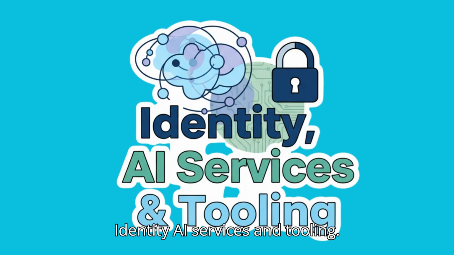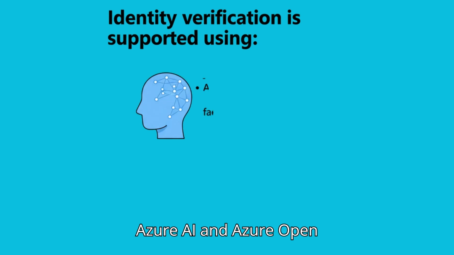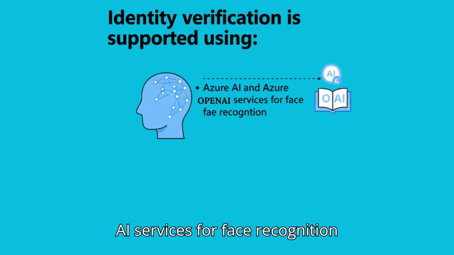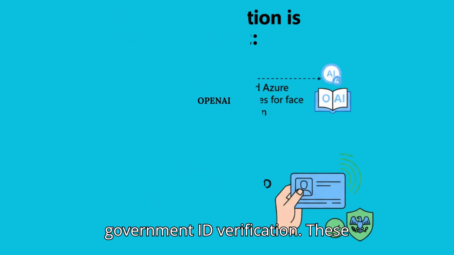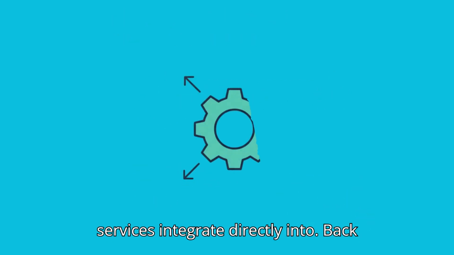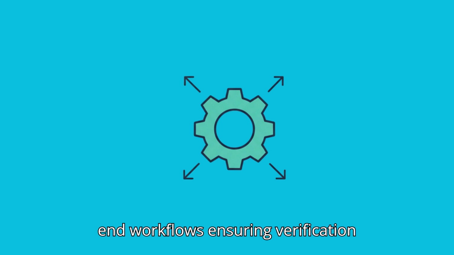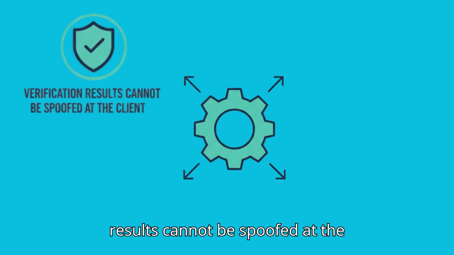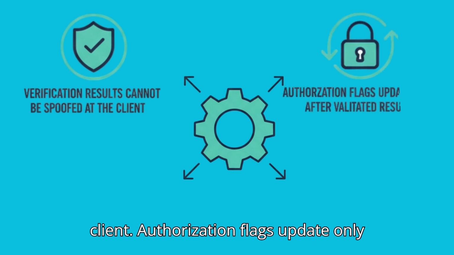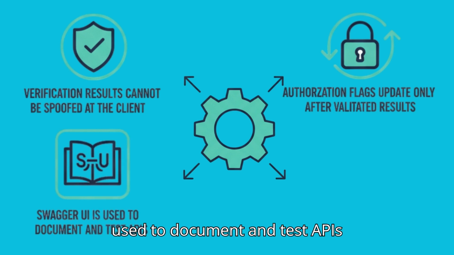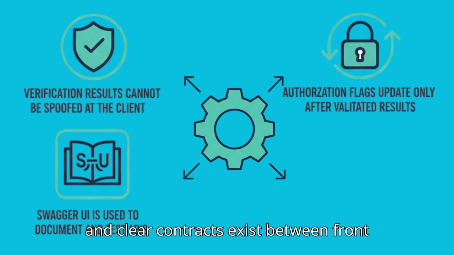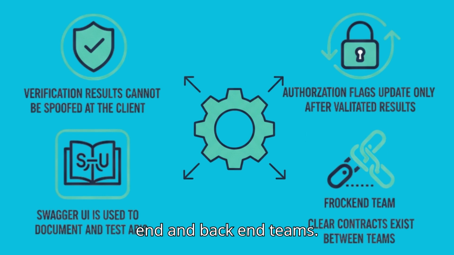Identity, AI services, and tooling. Identity verification is supported using Azure AI and Azure OpenAI services for face recognition and automated document scanning for government ID verification. These services integrate directly into backend workflows, ensuring verification results cannot be spoofed at the client, authorization flags update only after validated results. Swagger UI is used to document and test APIs, and clear contracts exist between front-end and back-end teams.